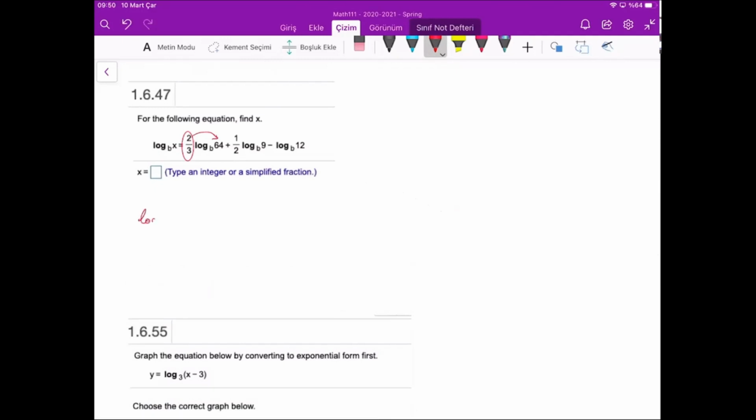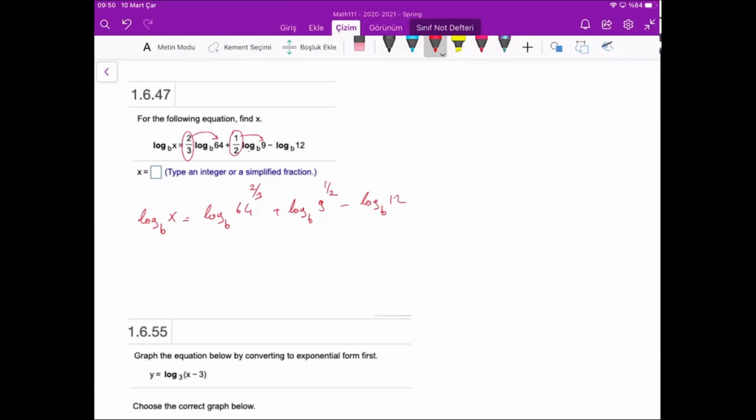Left hand side, I keep the left hand side, logarithm base b of x. Right hand side: logarithm base b of 64 to the power 2 over 3 plus logarithm base b of 9 to the power 1 over 2 minus logarithm base b of 12. Okay, there is no factor, so I don't make any rearrangement.